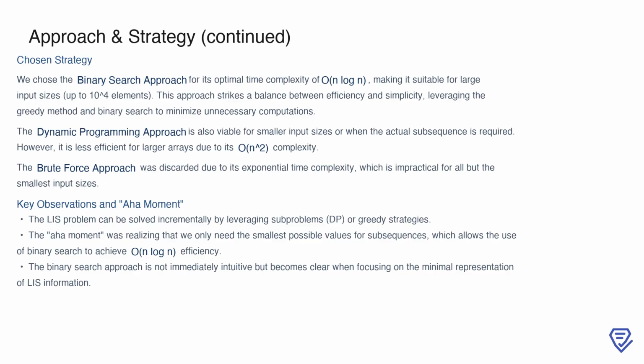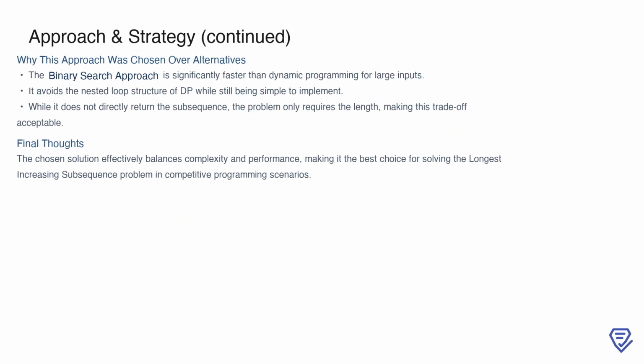One of the key insights was that the LIS problem can be solved incrementally, and the breakthrough came with realizing that we only need the smallest possible values for subsequences. This observation enabled the use of binary search to achieve superior efficiency with the greedy strategy. The binary search approach stands out as the most efficient solution for this problem. It avoids the nested loop structure of dynamic programming, making it significantly faster for large inputs while remaining straightforward to implement. Although it does not directly reconstruct the subsequence, the problem only requires the length, so this trade-off is acceptable.